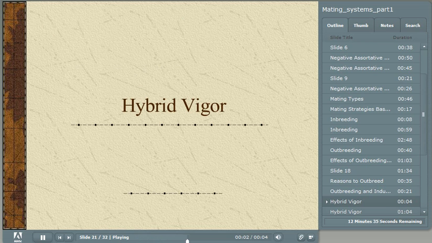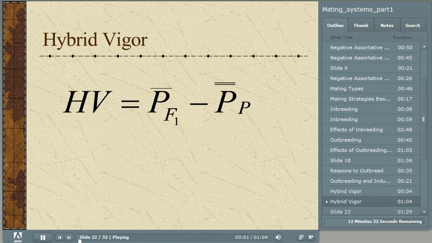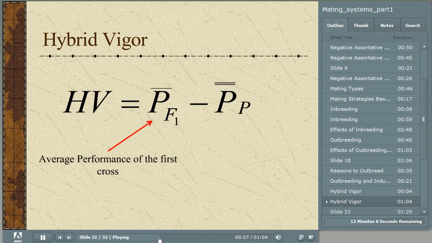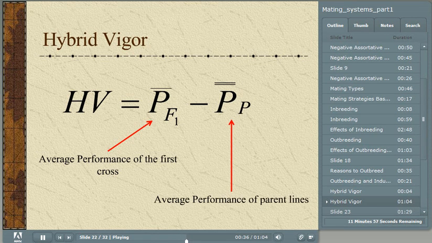Let's talk a little bit more about hybrid vigor. Hybrid vigor is an increase in performance of the cross or the first generation over that of the average of the parental lines. So I want you to think about this from the standpoint of two different breeds. We're going to take two breeds of animals, whether they're sheep or hogs or beef cattle. We're going to cross those and measure performance in that first cross, or the F1 generation. So P-bar F1 is the average performance of that first cross generation. The difference between it and the average of the parent lines is hybrid vigor.